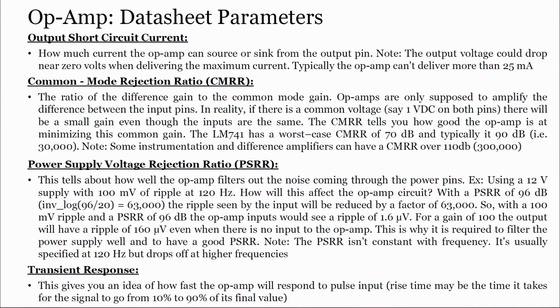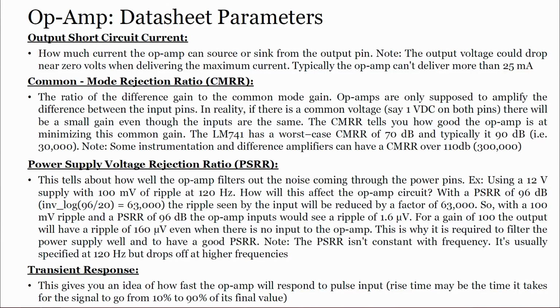In this case, with a PSRR of 96 dB, the ripple seen by the input will be reduced by a factor of 63,000. So, with a 100 millivolt ripple and a PSRR of 96 dB, the op amp inputs would see a ripple of 1.6 microvolts. For a gain of 100, the output will have a ripple of 160 microvolts.